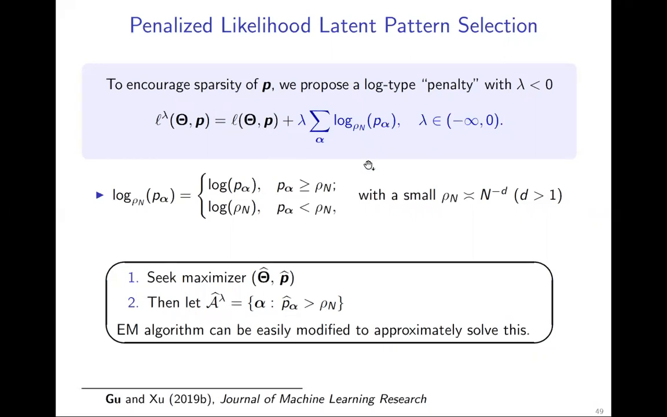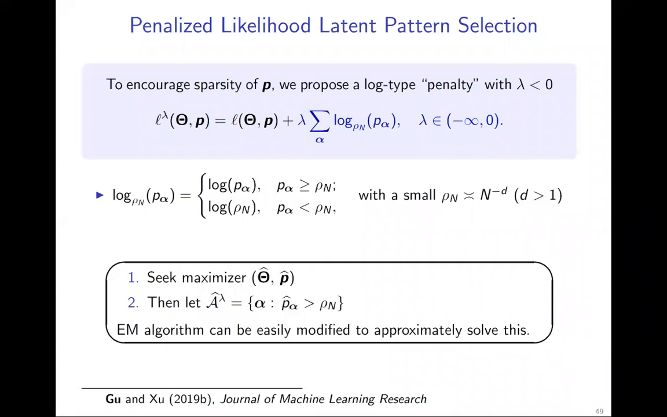And the blue part corresponds to the regularization. Lambda is a negative tuning parameter. It is a summation of log-type penalties on the proportion parameters. The larger the magnitude lambda takes, the more shrinkage we add, and the sparser the resulting solution of P would be. In practice, we will seek the maximizer and do the latent pattern selection by thresholding the estimated proportion parameters.